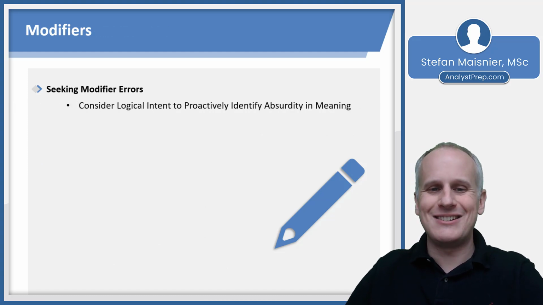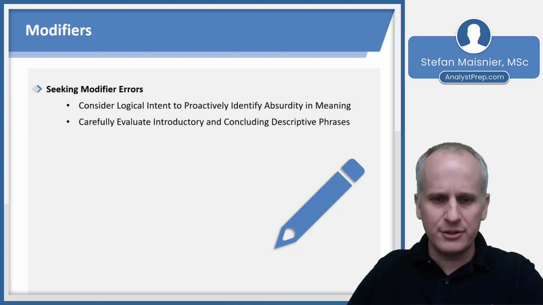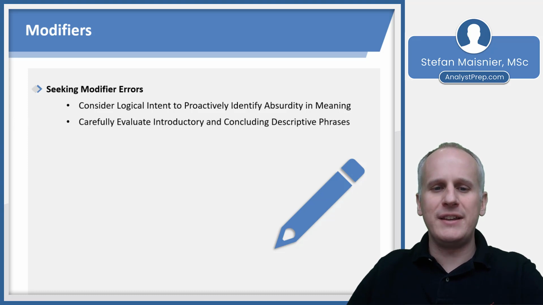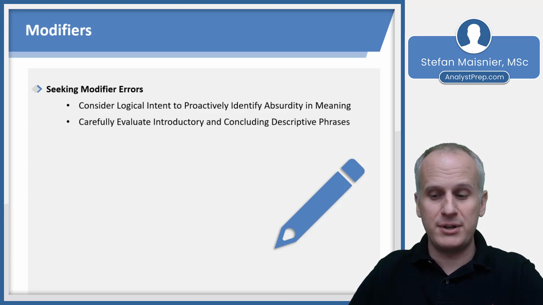First, you want to consider logical intent to proactively identify any true absurdity in the meaning as presented. You'll then also want to carefully evaluate any introductory or concluding descriptive phrases to make sure that that introductory phrase describes the immediately following item, or that the concluding phrase does the same to whatever immediately preceded it.